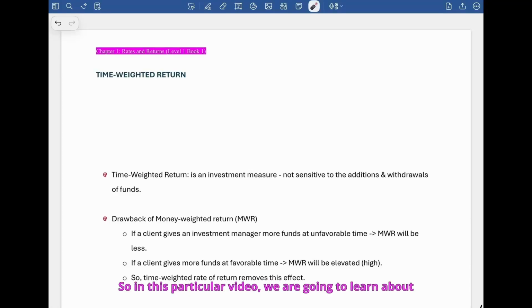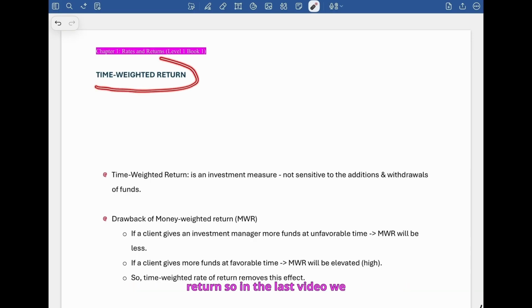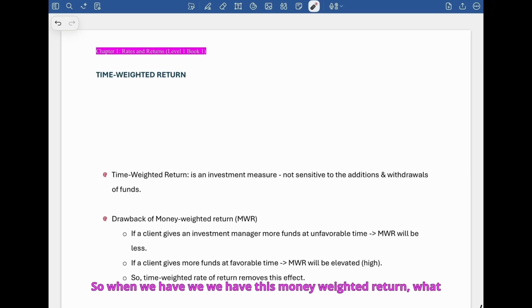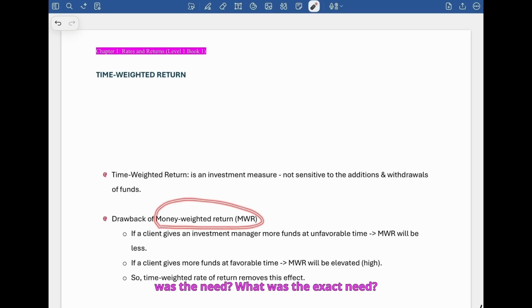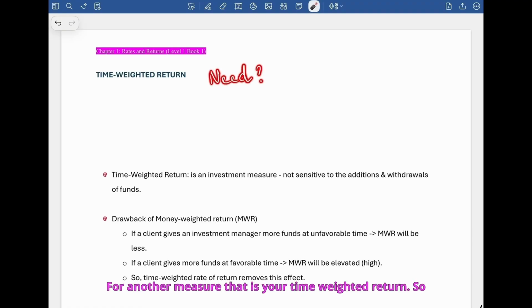In this particular video, we are going to learn about time-weighted return. In the last video, we learned about money-weighted return and its uses, right? When we have this money-weighted return, what was the exact need for another measure, that is your time-weighted return? So let's begin this video by understanding why we even need this time-weighted return.